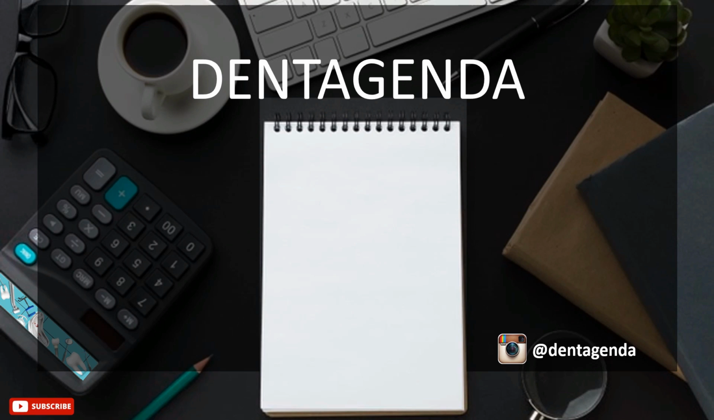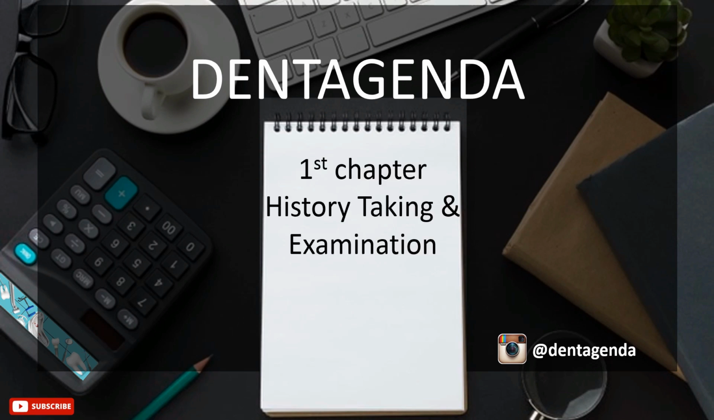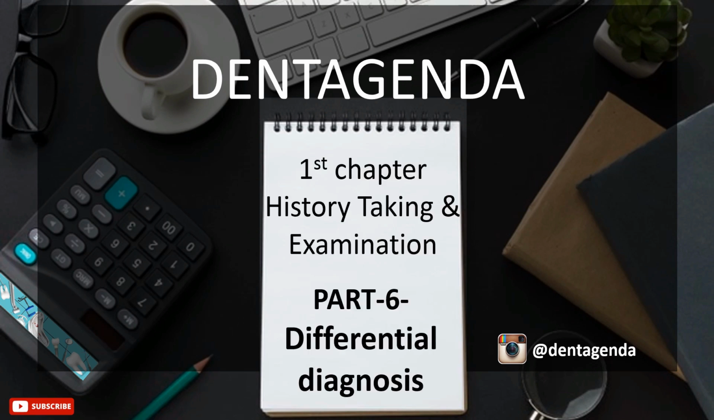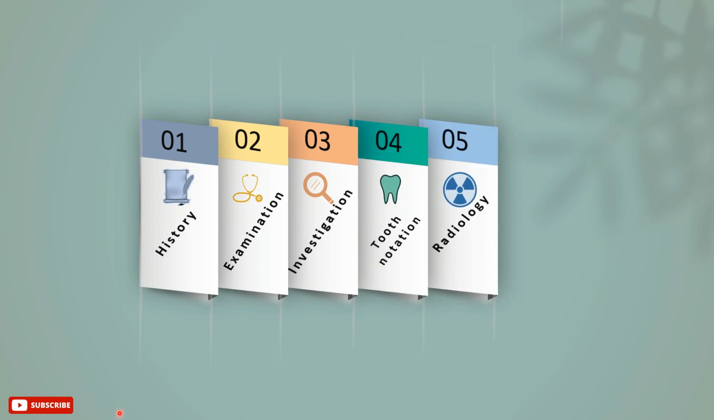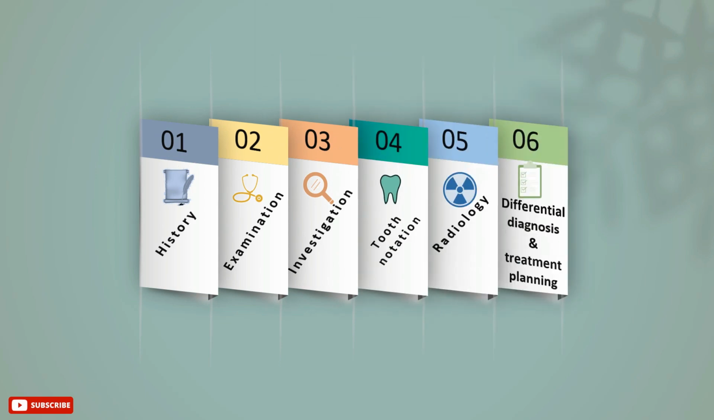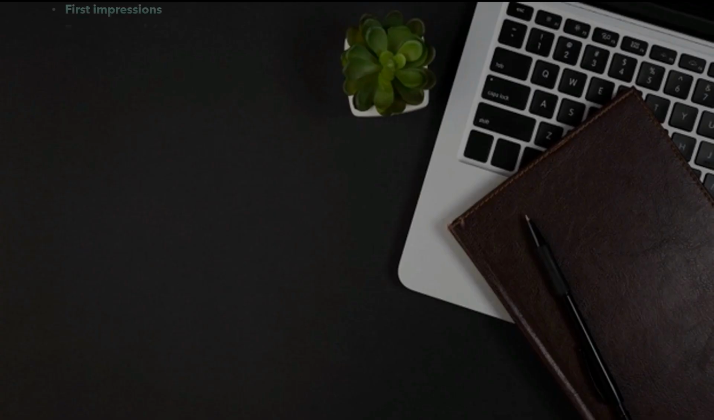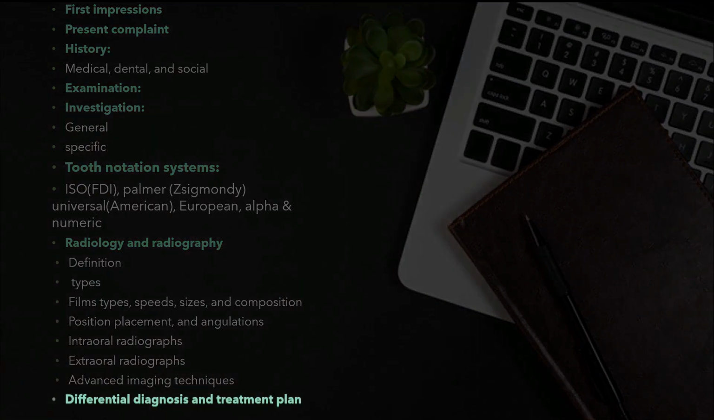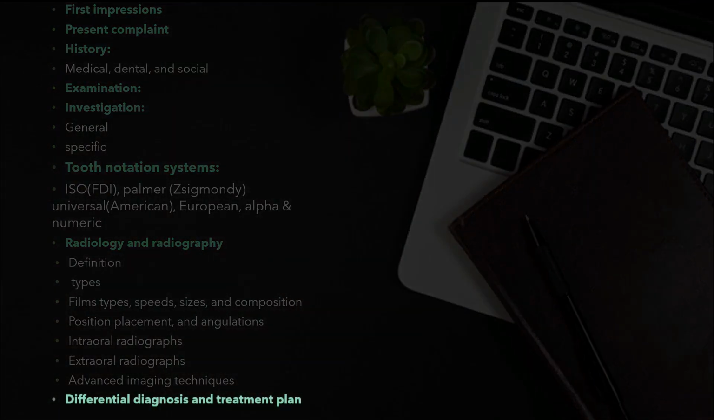In our DENTAGENDA, we will be continuing the first chapter, History Taking and Examination, Part 6, Differential Diagnosis. These are the points included in this chapter video series. And here is the detailed content. Today's topic is differential diagnosis and treatment planning.